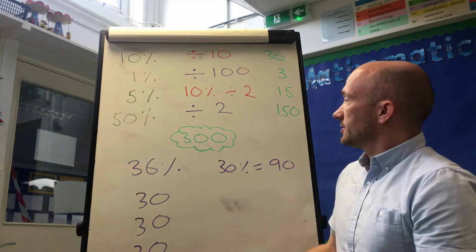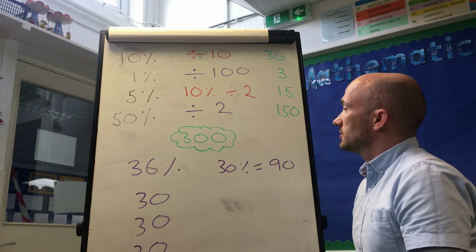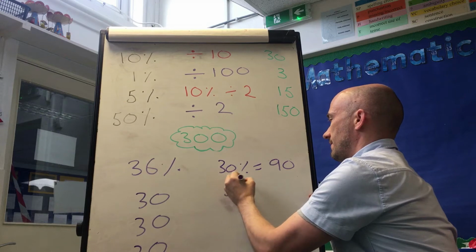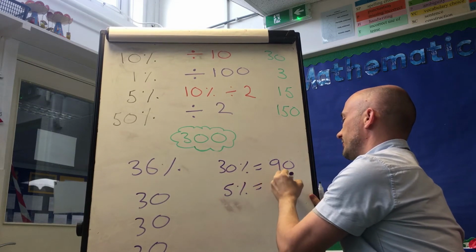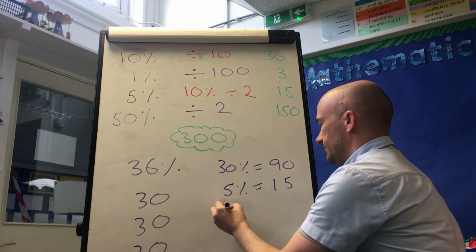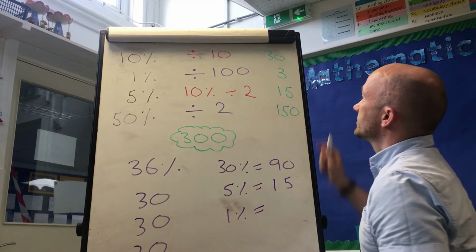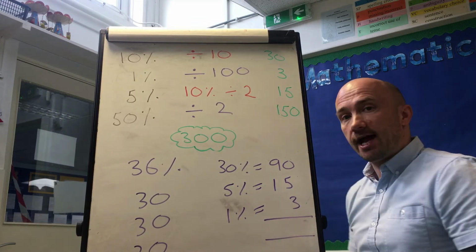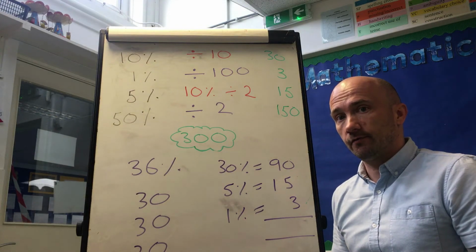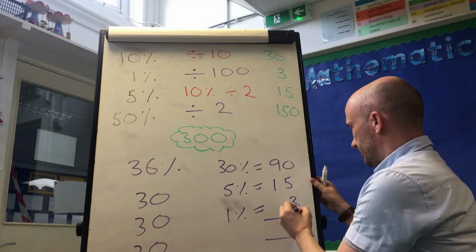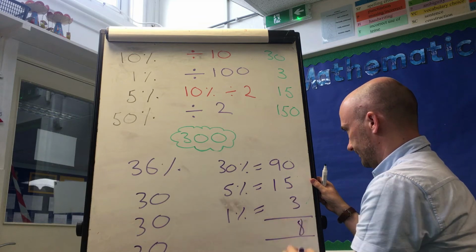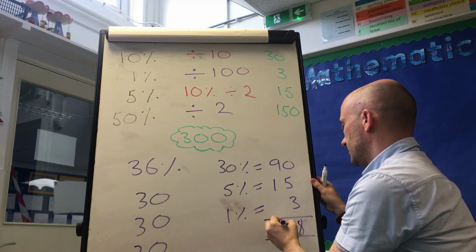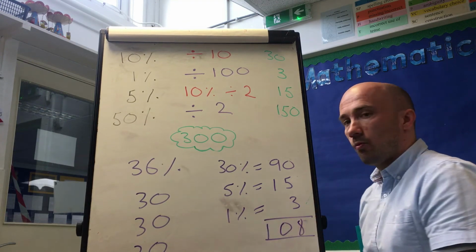I now need to find the 6%. And I know that 5% is 15. And I know that 1% is 3. So if I add all of those together, I'll have the answer for 36%. Let's just do this. 5 plus 3 is 8. 9 plus the 1, or 90 plus the 10, means our answer is 108.